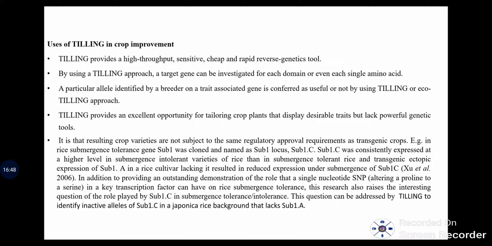One example is given here, which was practiced in rice. In rice, the submergence tolerance gene Sub1 was cloned and named the Sub1 locus, that is Sub1C, which was consistently expressed at a high level in submergence tolerant varieties of rice compared to intolerant rice, and transgenic ectopic expression of Sub1A in a rice cultivar lacking it resulted in reduced expression under submergence, that is of Sub1C.